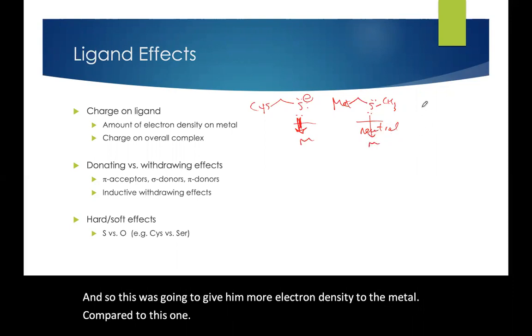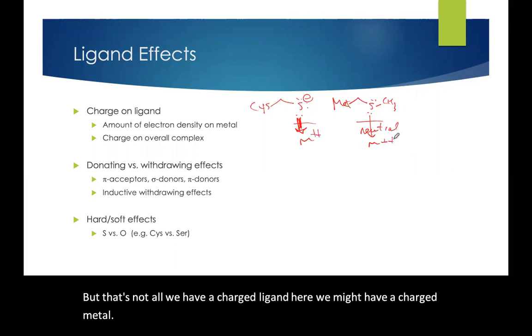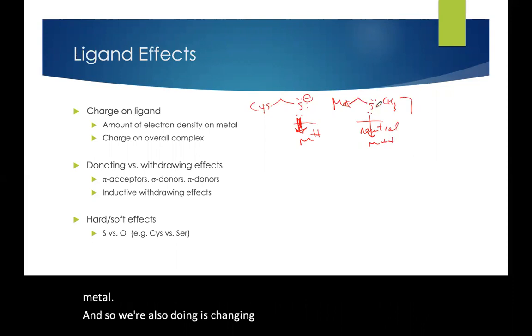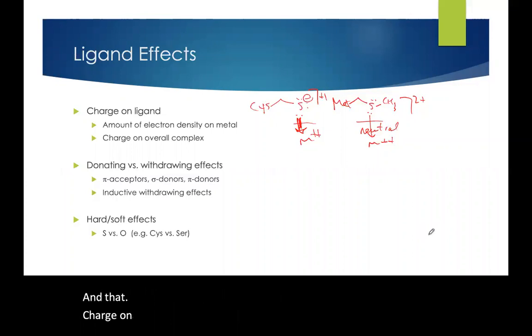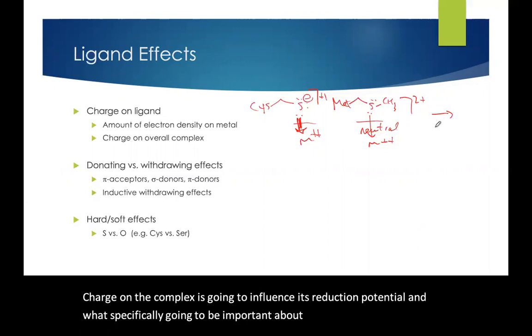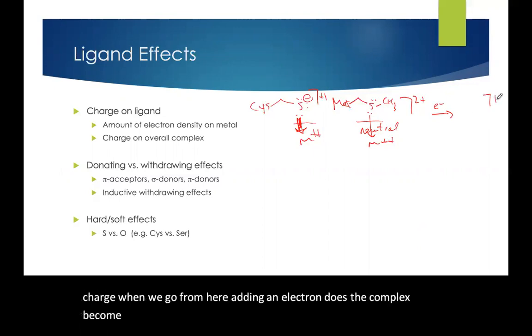But that's not all. We have a charged ligand here. We might have a charged metal. And so what we're also doing is changing the overall charge on the complex. Maybe this is still +2 and this is +1. And that charge on the complex is going to influence its reduction potential. And what's specifically going to be important about that charge is the change in charge. When we go from here, adding an electron, does the complex become more charged or less charged? And as I've drawn that example, it would become less charged as we reduce it, for instance.